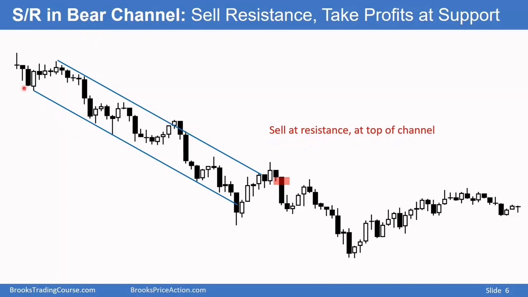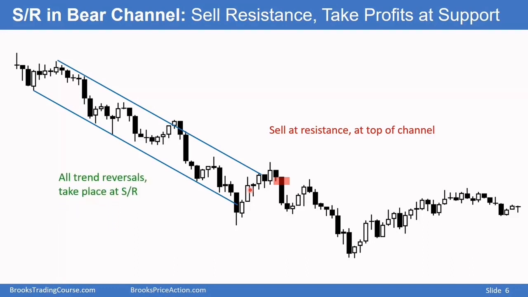Top of the channel. This channel is a parallel of this line. I could have simply drawn a line across this high and that high. But in any case, the market hit the top of the channel and we have a bear bar. Traders will sell below that bear bar, betting that this reversal attempt will fail and the bear trend will resume. The bear trend line is resistance.